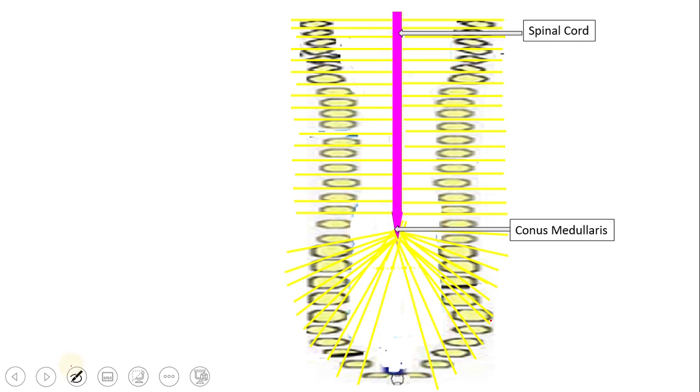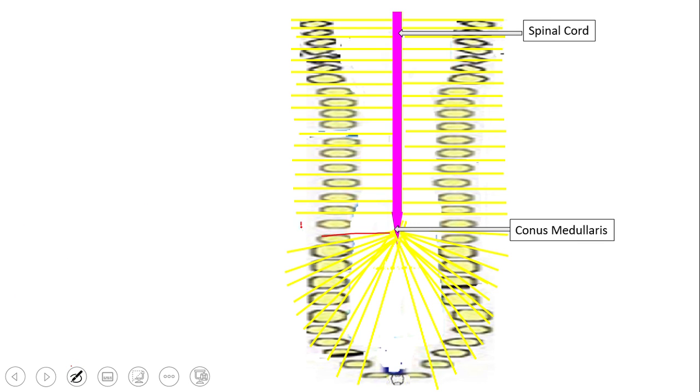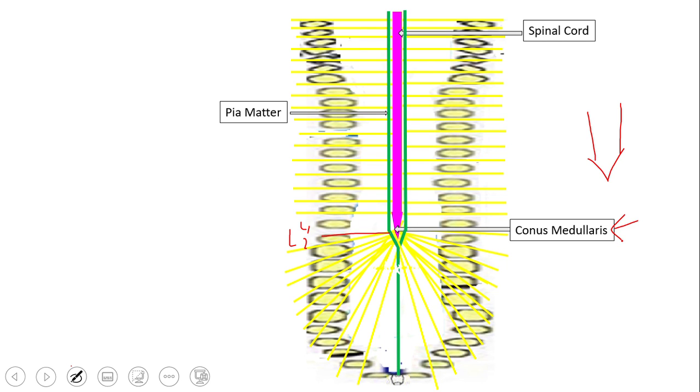Here is the spinal cord that ends in between lumbar 1 and lumbar 2 vertebrae. The end of the spinal cord looks like a cone, so we call that end conus medullaris. The spinal cord is lined with the inner meningeal layer, the pia mater. It directly lines the spinal cord or the brain.